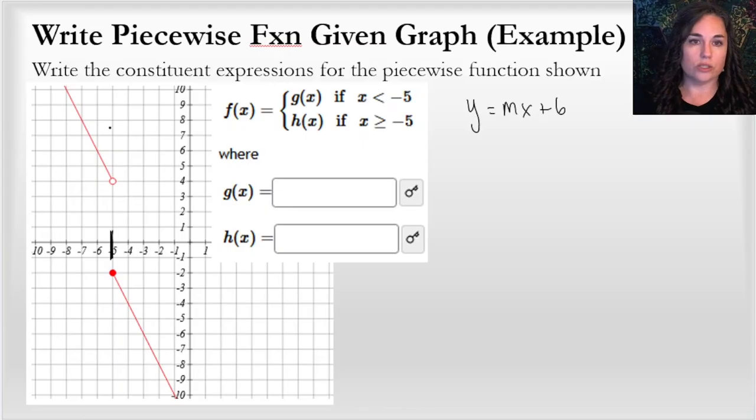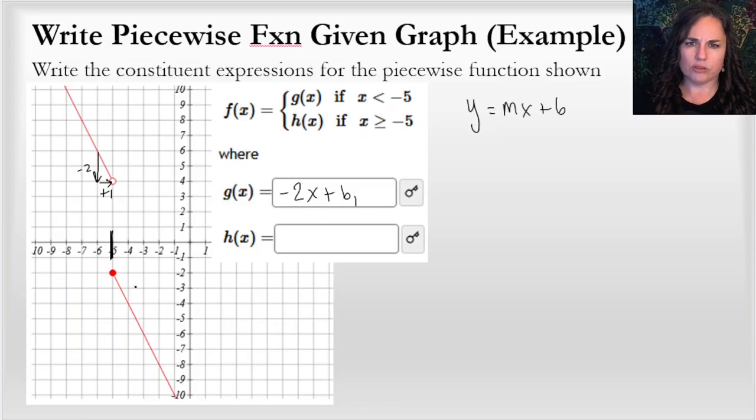The first thing I'll do is figure out the slope, and given the graph, I'm just going to do rise over run. What I notice is that for every negative 2 in the y direction, I go plus 1 in the x direction. So that makes the slope for the first line, g, the top part of this graph, negative 2, and then I'll fill in the rest: negative 2x plus b1. I'm calling it b1 because it's the first part of the function.